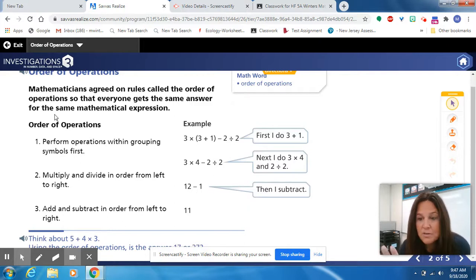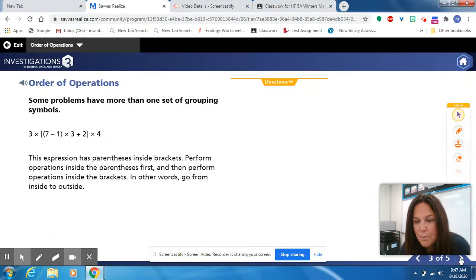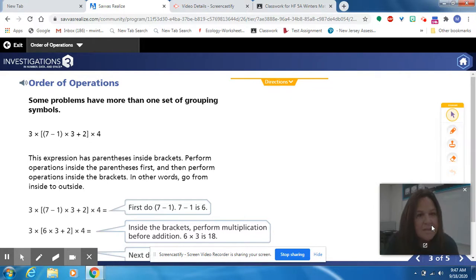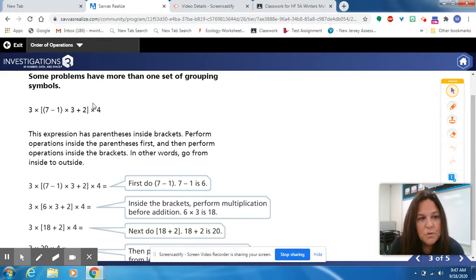So you can pause right now if you want to take a look at this again. If you're not sure how the answer 11 is correct, you can pause it and take a look at it. But we are going to keep moving. Feel free to pause or rewind and rewatch anything that seems a little unclear. Some problems have more than one set of grouping symbols. So you can see here that we've got grouping symbols.